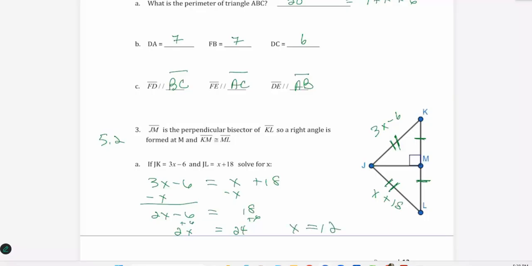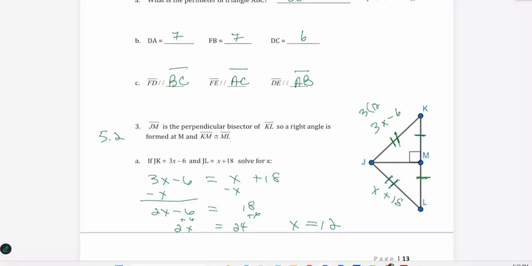Then check, plug it in. 3 times 12 is 36. Minus 6 is 30. 12 plus 18 is also 30. So I'm confident I have the correct answer.